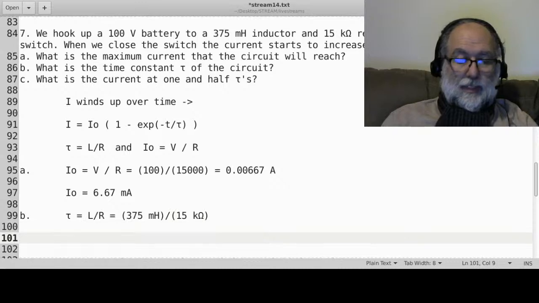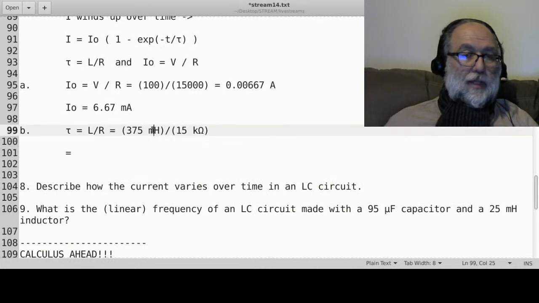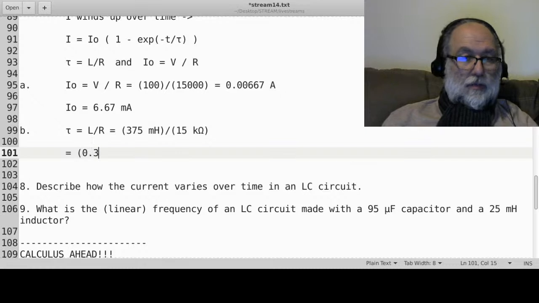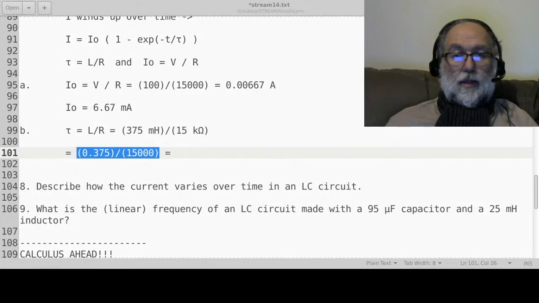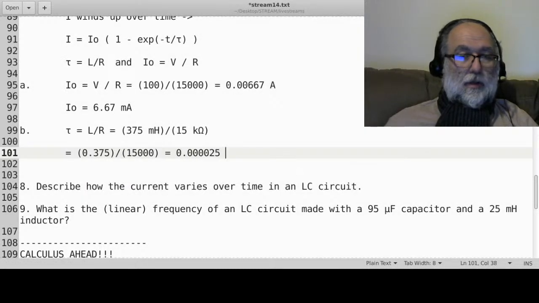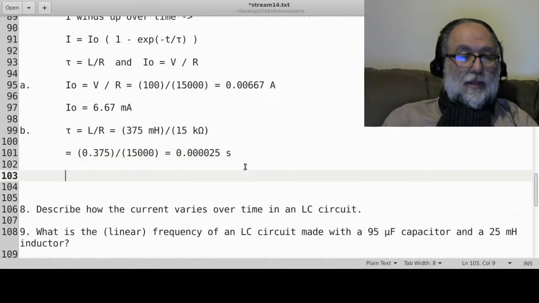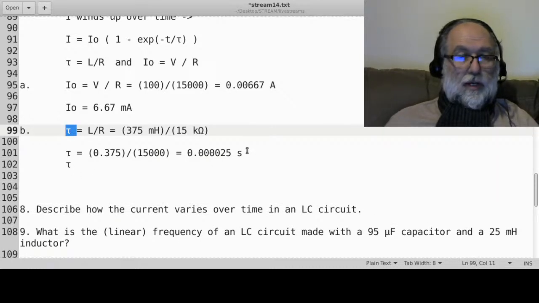But that's not MKS. So over here, milli. So move the decimal to the left 3. So that's going to be 0.375 divided by 15 kilo, which is 1,000, so it's 15,000. So it's a pretty small number. And it's going to be this number right here. That's in seconds, but that's a terrible way to report a number.